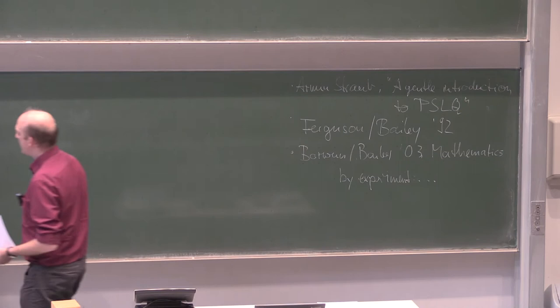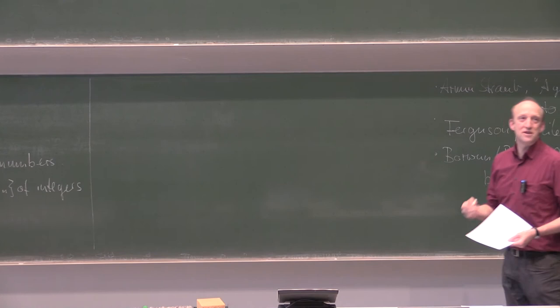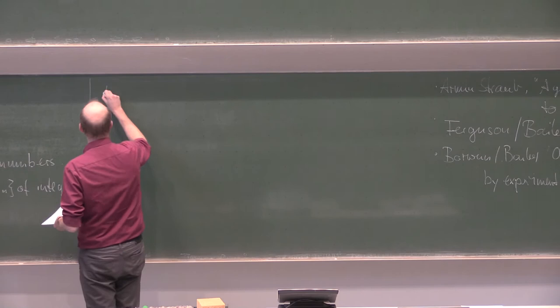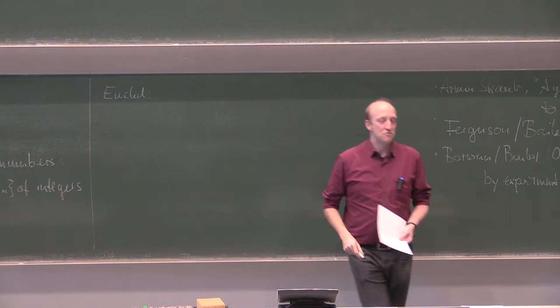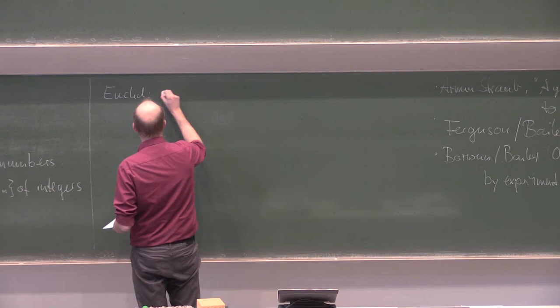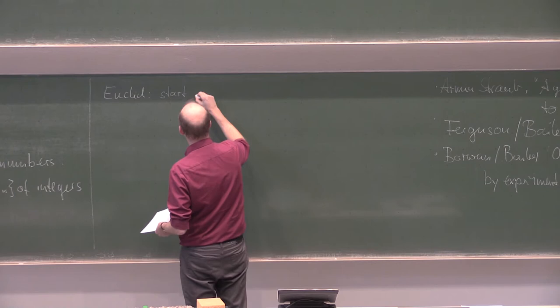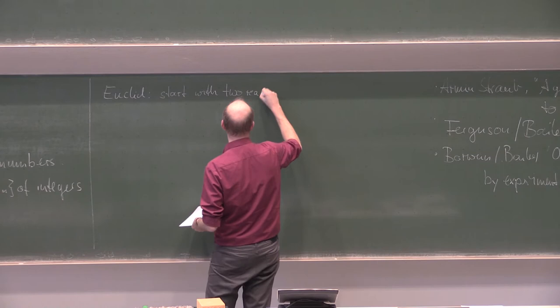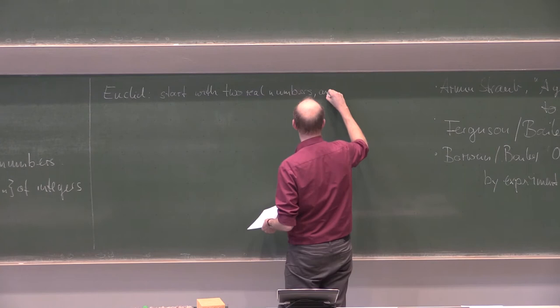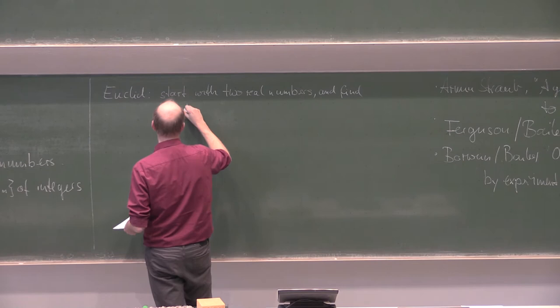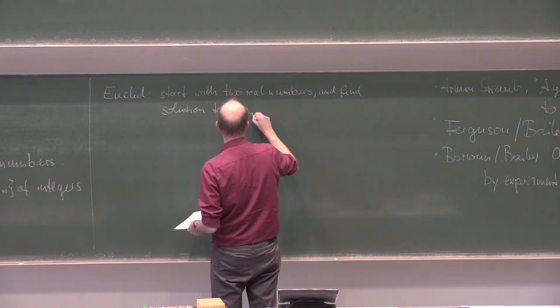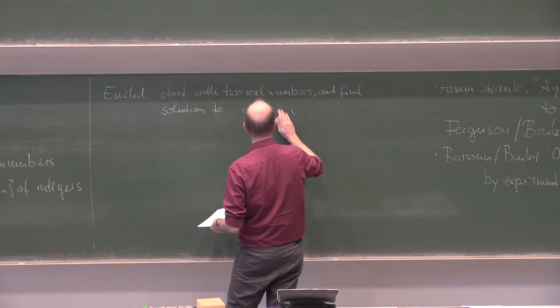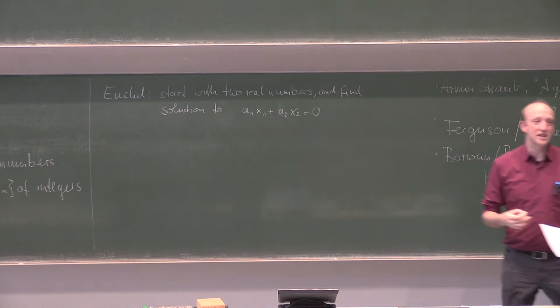So how does this algorithm work? There's a lot of linear algebra involved. Let me just sketch the basic starting point. There was already Euclid, who looked at two real numbers and was asking the question, what is the smallest integer relation between those two? And find a solution to a1 x1 plus a2 x2 equals 0.